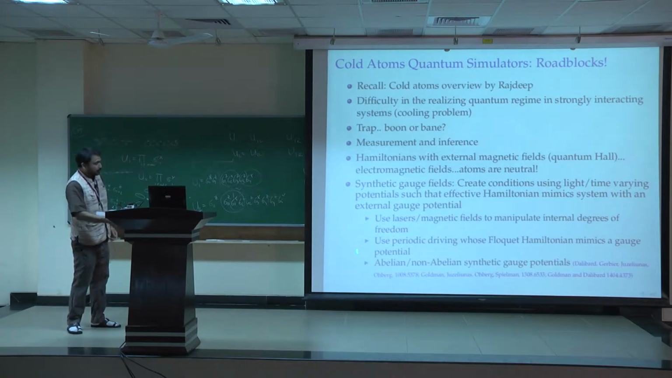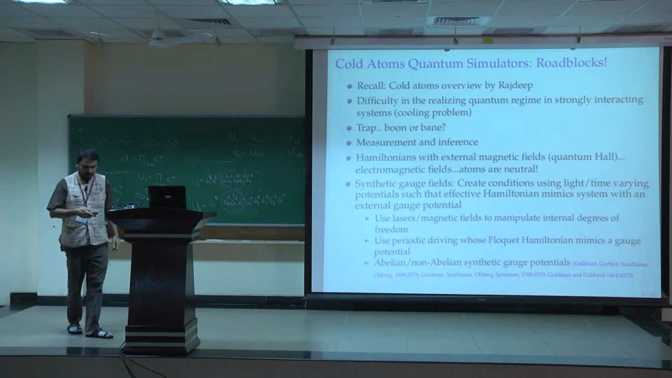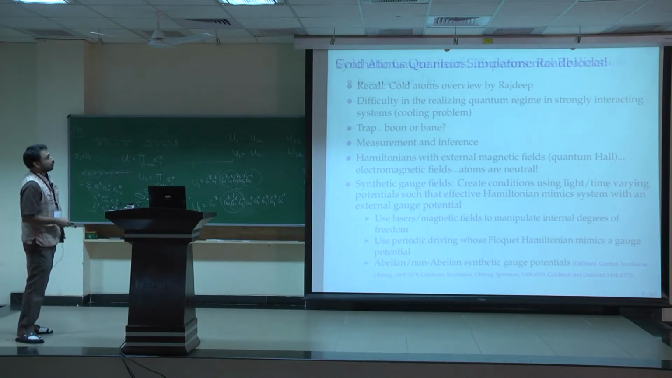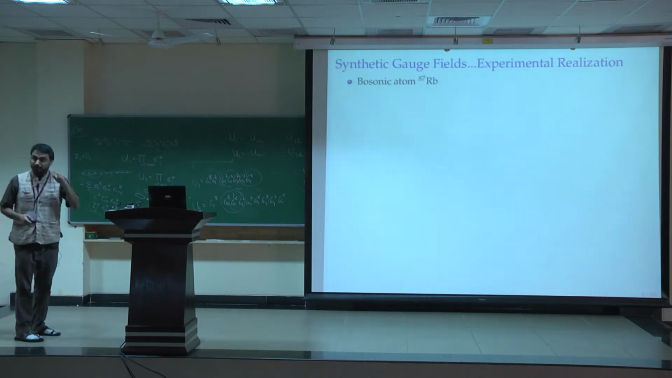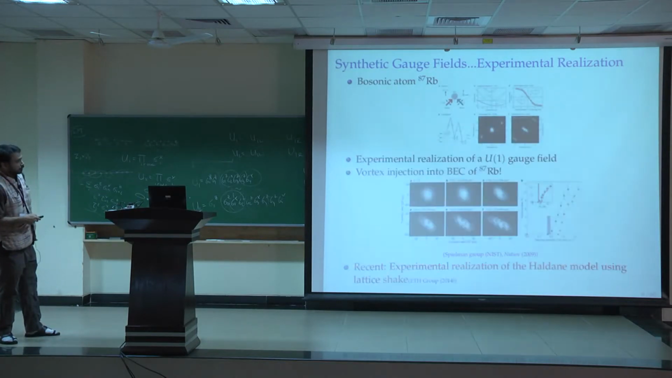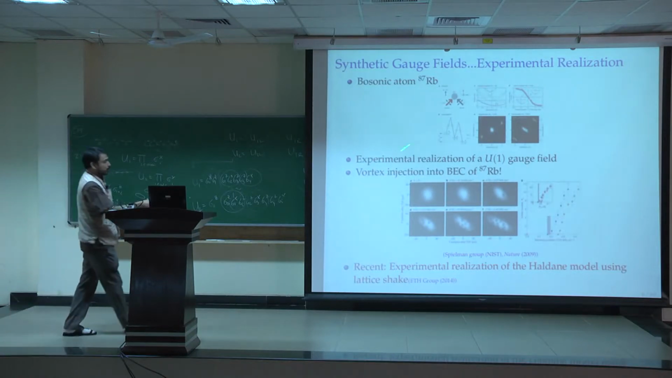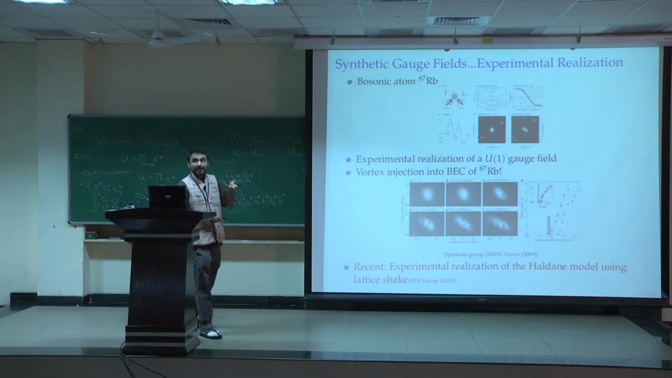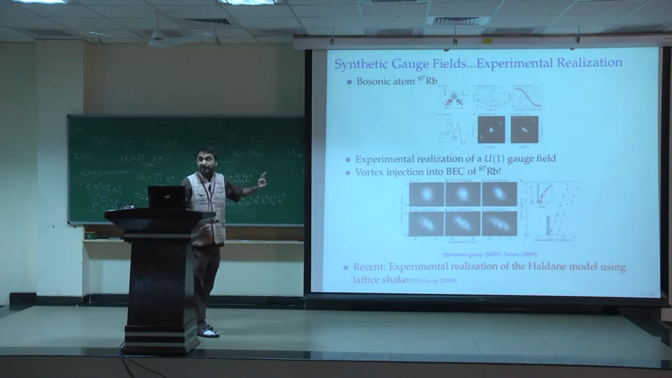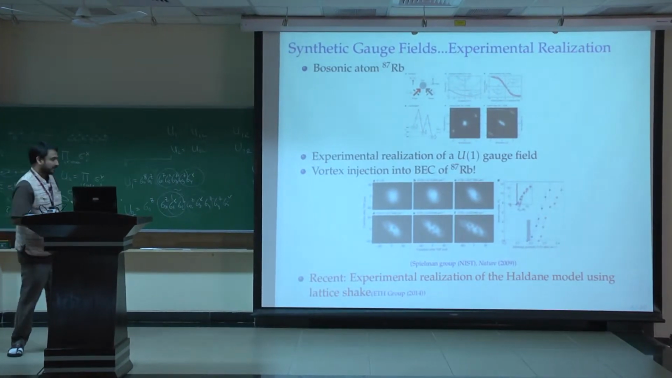And one can generate both abelian and non-abelian gauge potentials, and there are several reviews on this. Let me first tell you that this is not science fiction, it has actually been realized. These are very famous experiments by Ian Spielman, and what is shown here is generation of a U(1) gauge potential in a Bose condensate which actually punches in vortices. And this is not by any rotation, it's by using these gauge potentials.